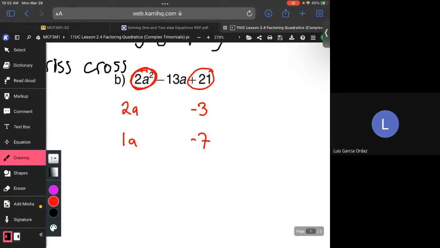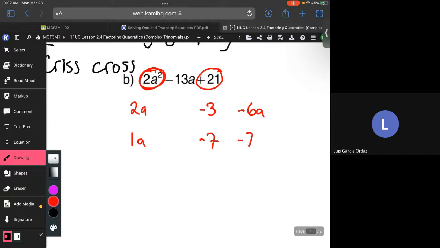So what's 2a times negative 3? Negative 6a. And what's a times negative 7? Negative 7a. Do these two add up to give me negative 13a? Yeah. So why do they have to add up to negative 13a? Because they always have to add up to give me my middle term.